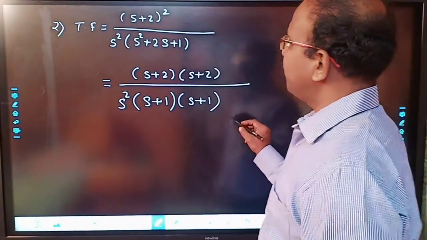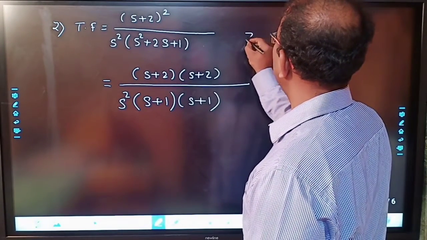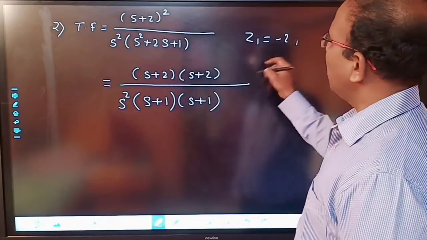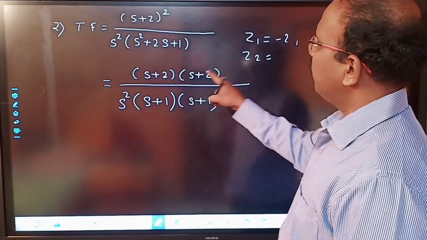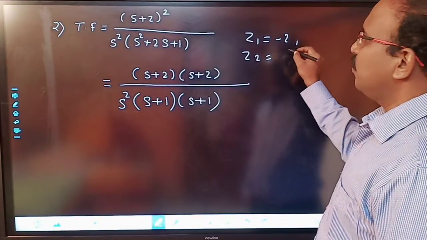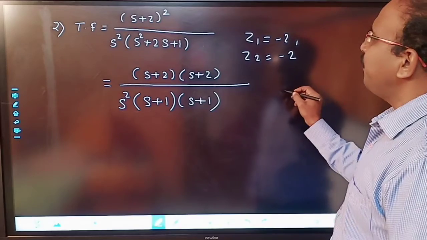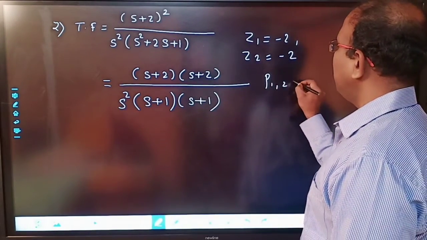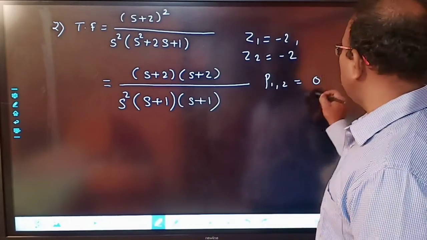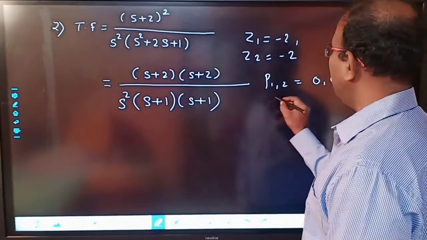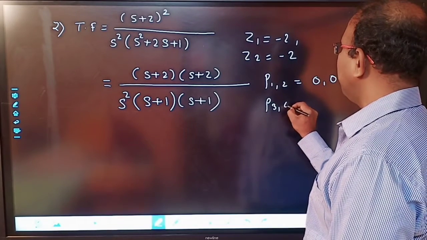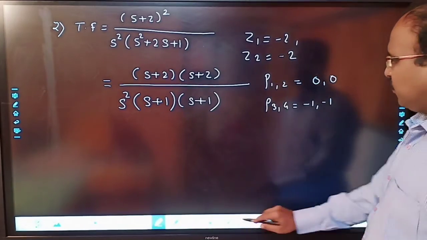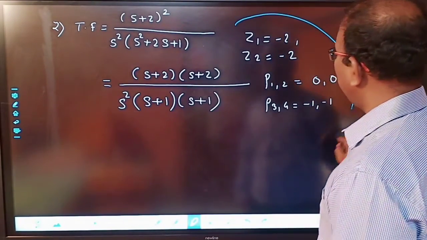Here I write the roots. Zeros: tell me z1, z1 equal to what? Here I can say minus 2. What is z2? Z2 equals minus 2 again, so minus 2 is repeated. Then poles: P1, P2 equal to 0, two poles. Here P3, P4 equal to minus 1. So this is what we actually have to draw.